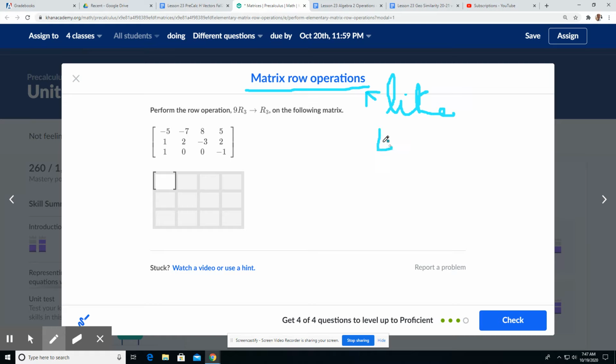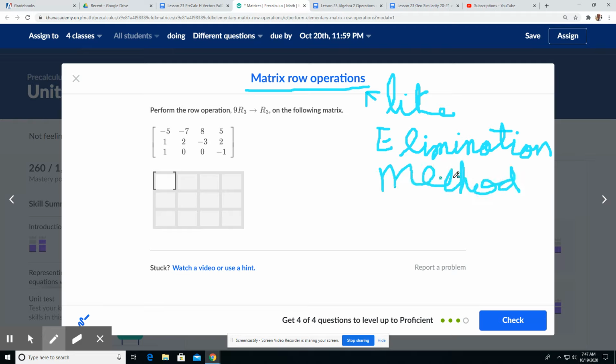Elimination method. And it's also like a distribution of multiplying by a number on both sides. So when you multiply a number on both sides, you distribute it throughout. So basically that's what's happening here.